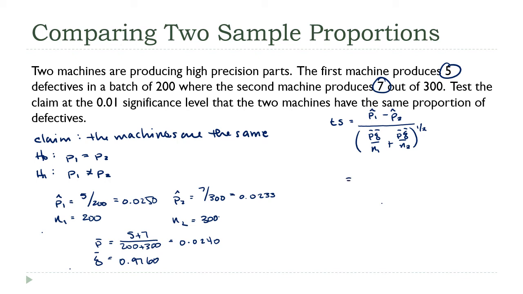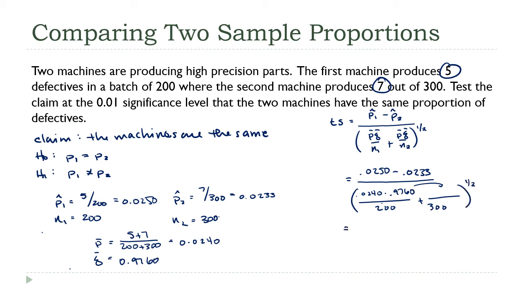All right, so let's get our numbers in here. This is 0.0250 minus 0.0233 divided by the square root of 0.0240 times 0.9760 over N1, that's 200, plus, and again, I'm going to get a little lazy, it's this same product here, divided by 300, square root of the whole thing. Now you go to your calculator. This is 0.1193.